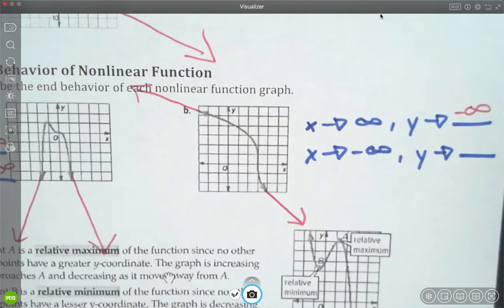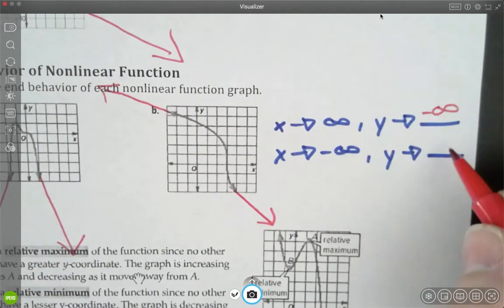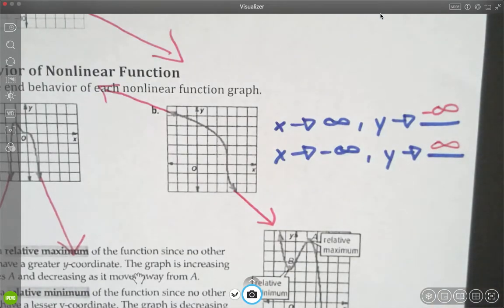Slowly but surely he is going up, right? So he's going to positive infinity. So that's another little trend that you can see: if the ends are going in opposite directions, they're going to be different, one negative infinity and one positive infinity. They're not going to be the same. You're going to have one of each, basically.